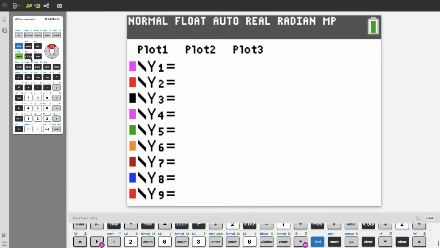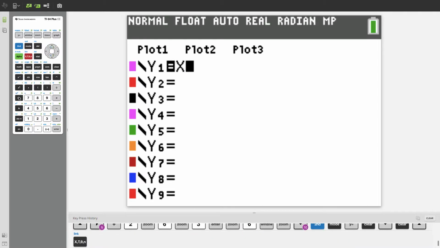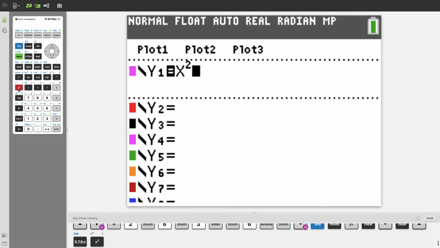So there's x. Then there's a button right above log, right here that says x squared. You can hit that, or right above division is a caret, and you can hit caret 2. The x squared will give you the 2, and you're great. The caret will let you do any other power besides 2.